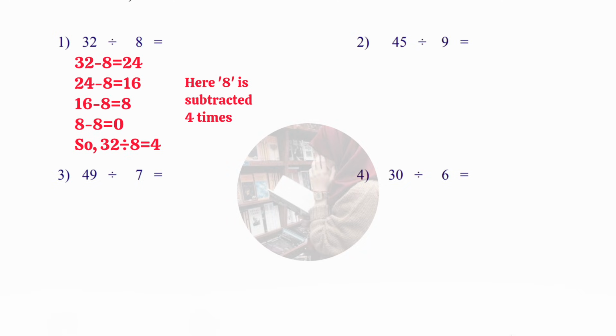So 4 times we have subtracted 8. That's why 8 is the answer. Sorry, 4 is the answer. If you have doubt, you just check it in the table. 8 4s are 32. So your answer is correct. Okay, in this way you have to cross check also.